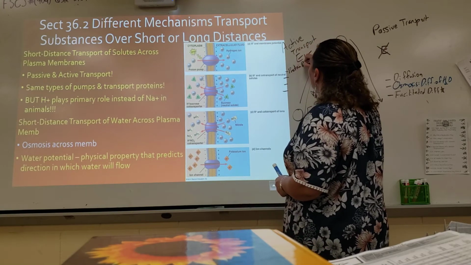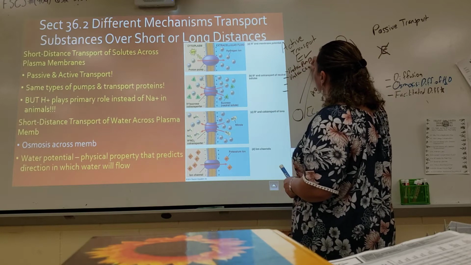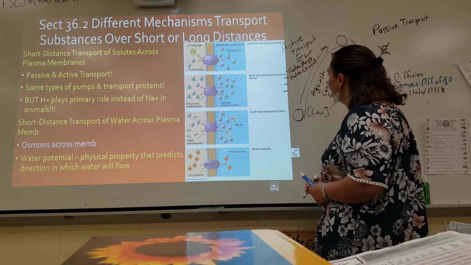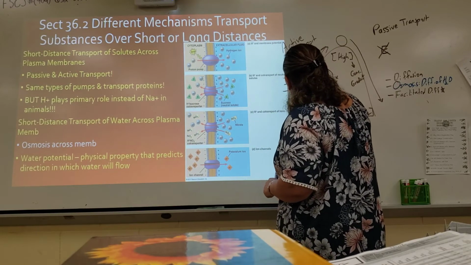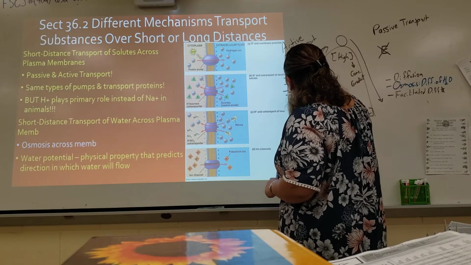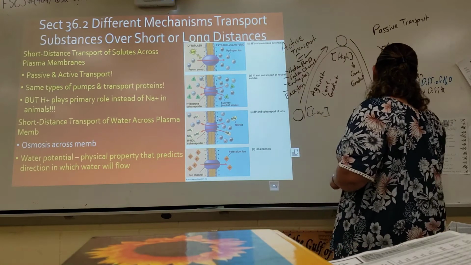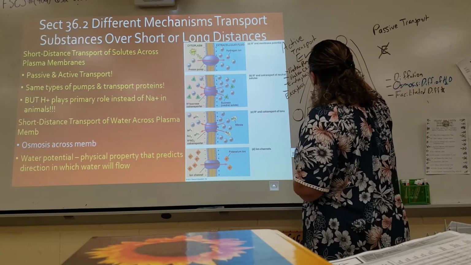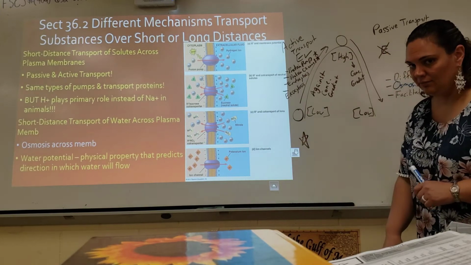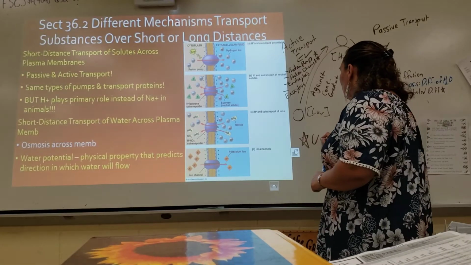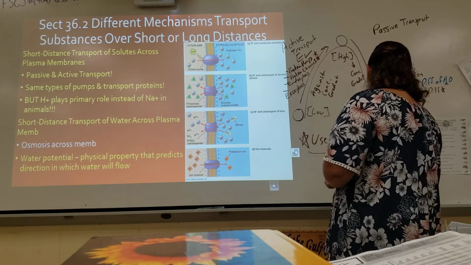All right, four types of active transport. Protein pump, protein channel, I know my handwriting's getting bad. Protein pump, protein channel, endocytosis, and then exocytosis. Okay, facilitated diffusion, protein pump, and protein channel. I'm putting a star by all of them. What do they all have in common? They all use proteins. Okay?